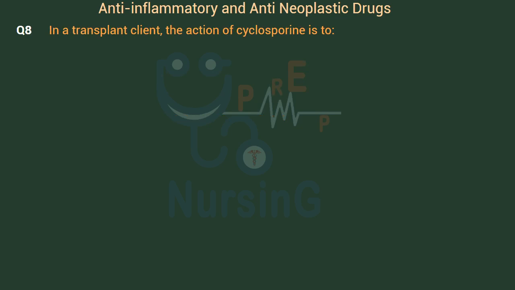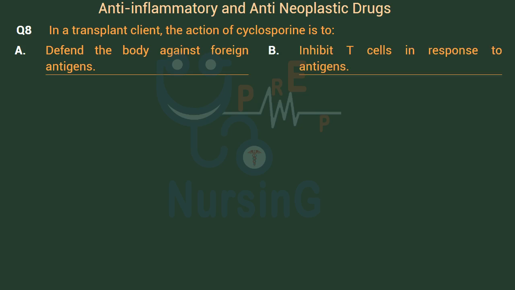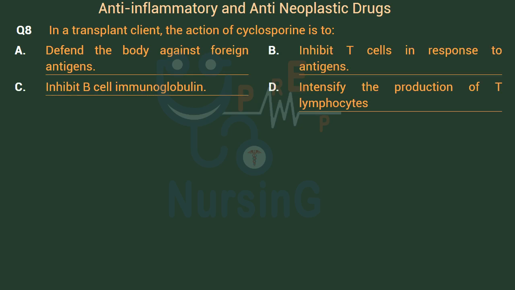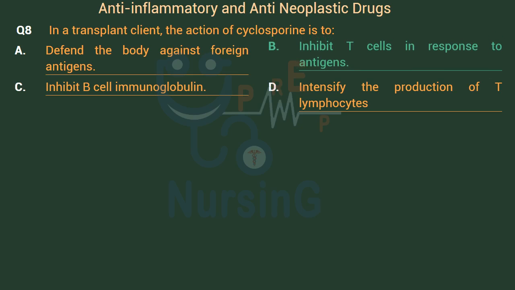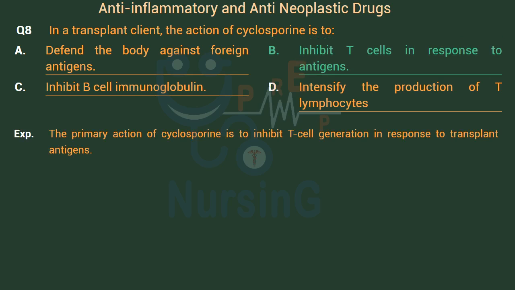In a transplant client, the action of cyclosporine is to: Option A. Defend the body against foreign antigens. Option B. Inhibit T cells in response to antigens. Option C. Inhibit B-cell immunoglobulin. Option D. Intensify the production of T lymphocytes. Right answer is Option B. Inhibit T cells in response to antigens. The primary action of cyclosporine is to inhibit T cell generation in response to transplant antigens.